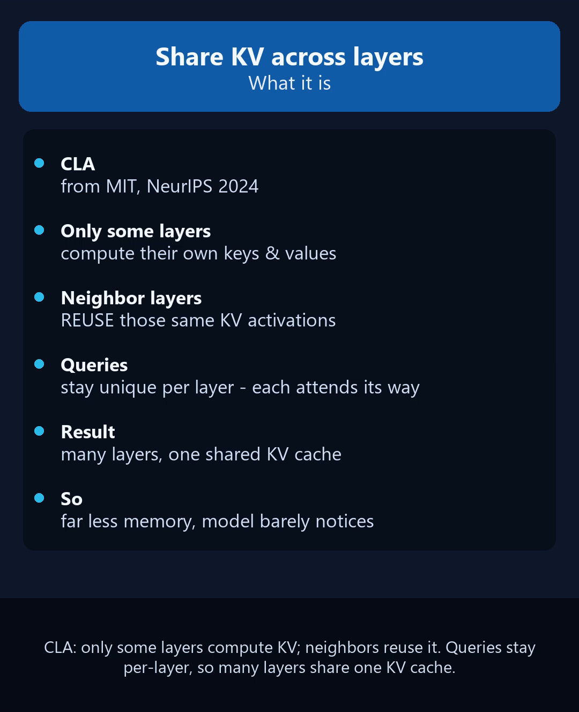Here is the idea. Cross-layer attention, proposed by MIT researchers at NeurIPS 2024, says no. Instead of each layer computing its own keys and values, only some layers compute them, and the neighboring layers reuse those same activations. The queries stay unique per layer, so each layer still attends its own way, but many layers now share one key-value cache. Fewer caches stored means far less memory, with the model barely noticing.